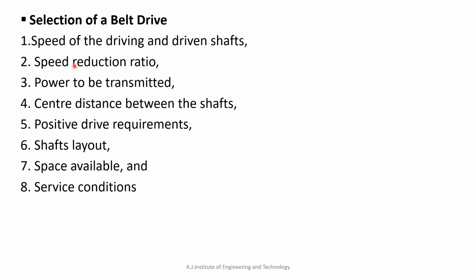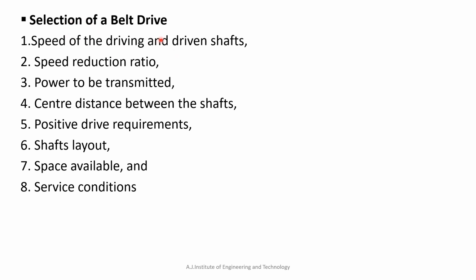First one is the speed of the driving and driven shaft. The driving shaft is directly connected to the motor. Based on the motor speed, this driving shaft will rotate. Then that rotation is transferred from the driving shaft to the driven shaft with the help of belts. The selection of the belt depends on the driving and driven shaft. If the driving and driven shafts are heavily loaded, a heavy type of belt is required, so a belt made of strong material is required.